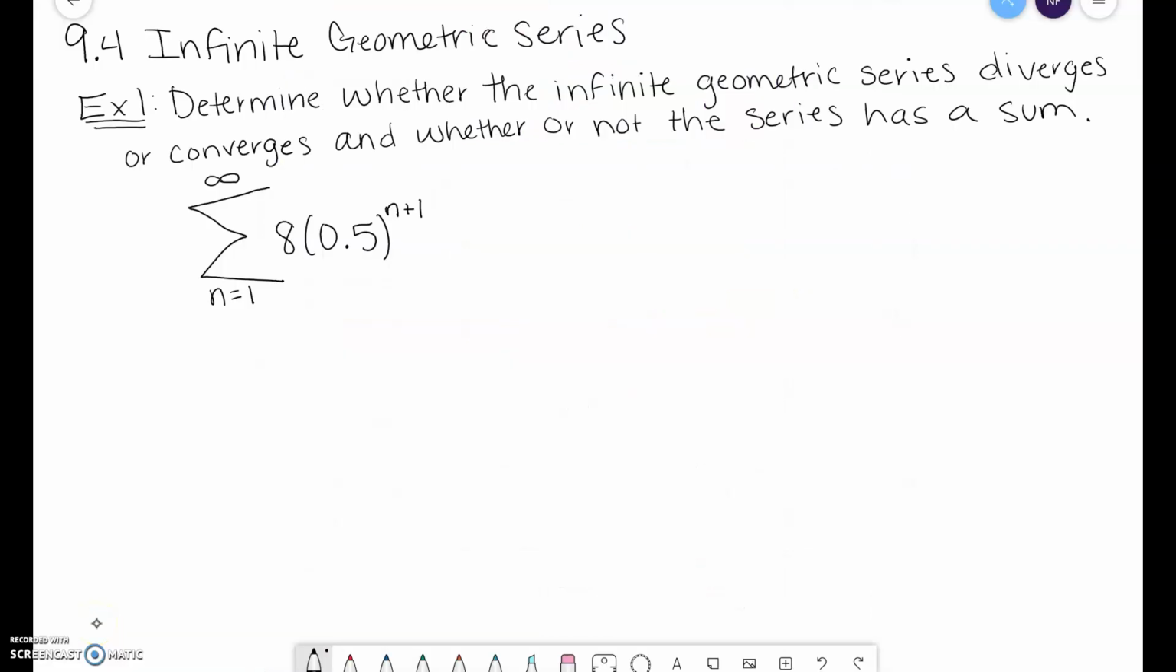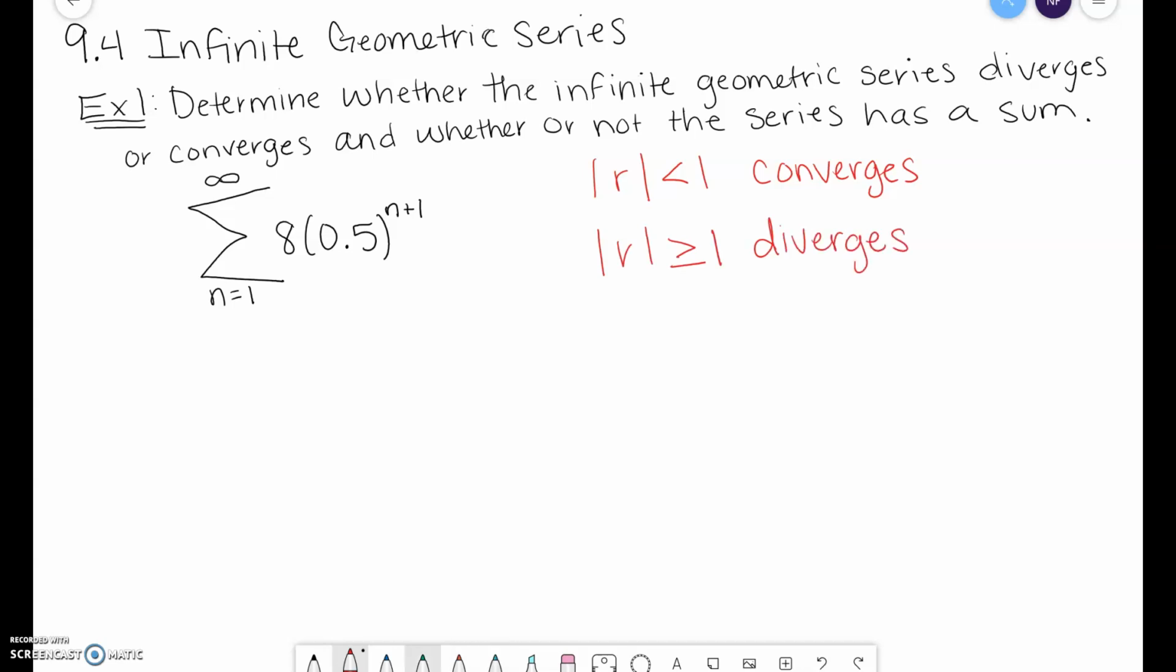Okay, so here's the first example. We're going to look at this geometric series and we're going to determine if it converges or diverges, and then if it has a sum or not. So remember that to determine if it converges or diverges, we're looking at the absolute value of r. And if it's less than 1, then it converges. And then if it is greater than or equal to 1, it's going to diverge. So let's go ahead and take a look.